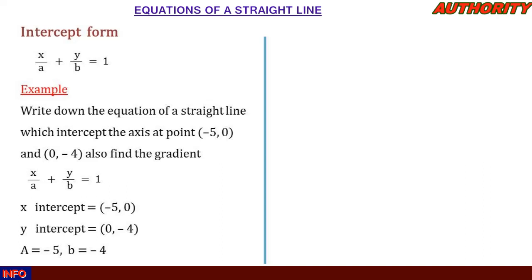So here let's fix in our values. We have x all over a, and our a is -5, plus y all over b, our b is -4, equal to 1. Let's combine this together. The LCM of -5 and -4 is 20. 20 divided by -5 gives us -4, so -4 times x is -4x. Plus 20 divided by -4 gives us -5, so -5 times y is -5y, all over 20, equal to 1.